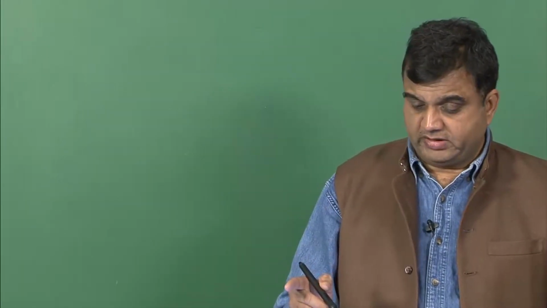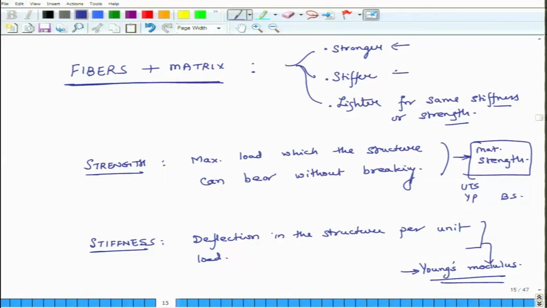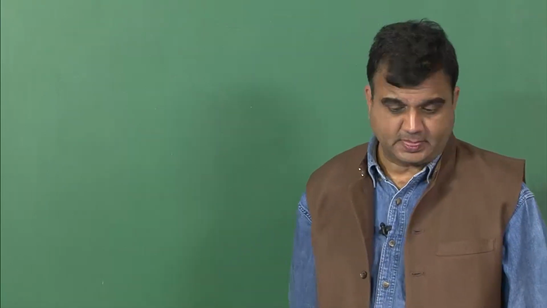So, when we use composites, a lot of times fibrous composites, we are trying to make things stronger, or stiffer, or lighter for the same stiffness or strength. These are the 3 things. If I am trying to make things stronger, my focus will be to ensure that the material strength of the composite is high. If I am trying to make things stiffer, I have to make sure that the modulus of the composite is as high as possible. And if I have to make things lighter, I have to make sure that the density of the material is as low as possible without reducing its strength or modulus.